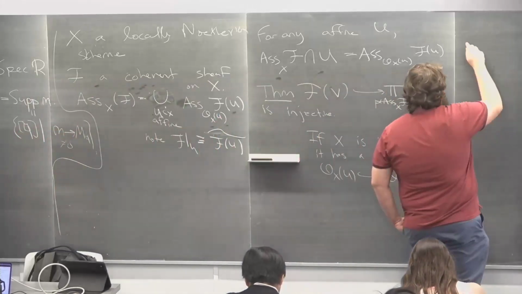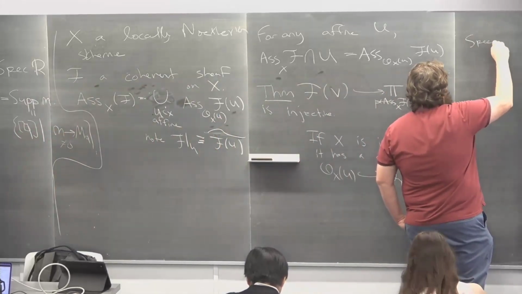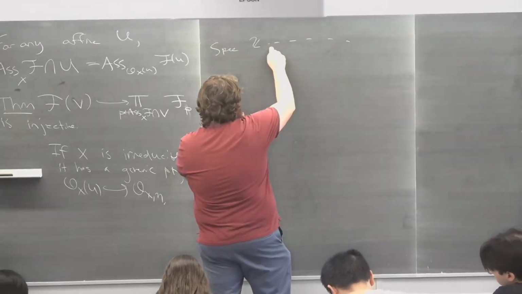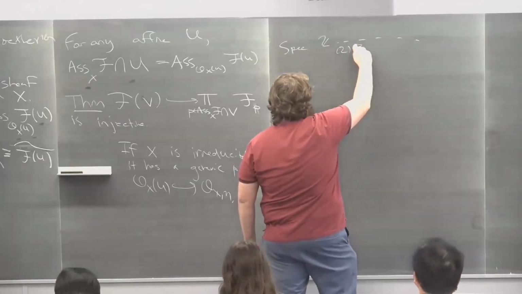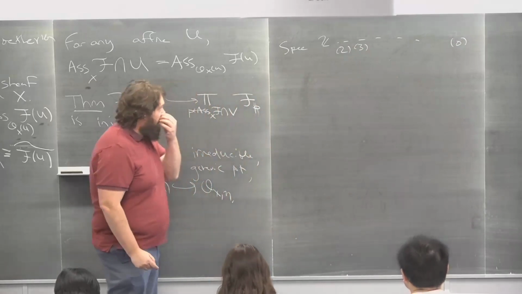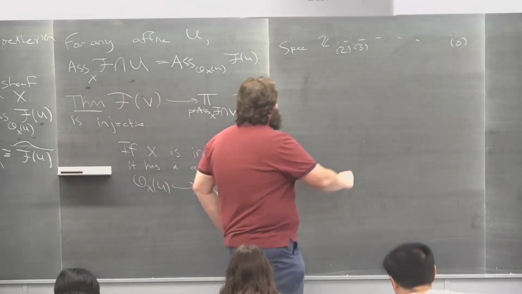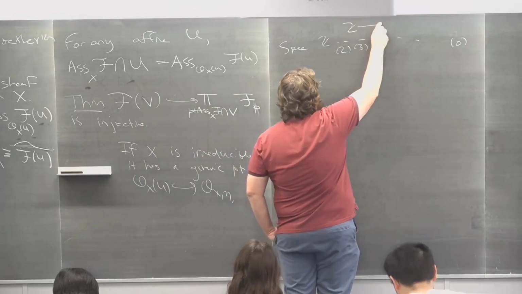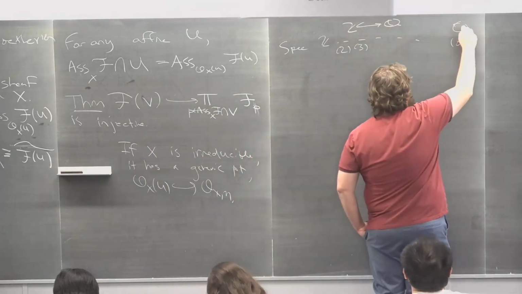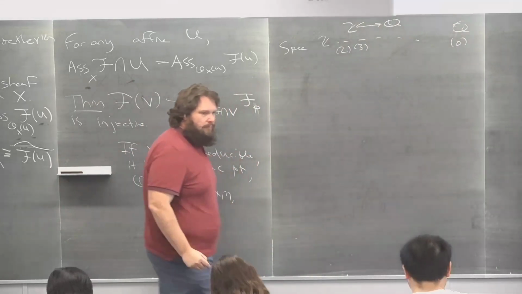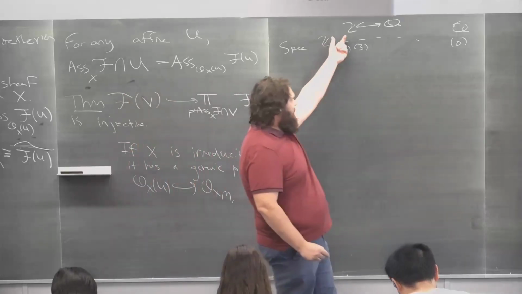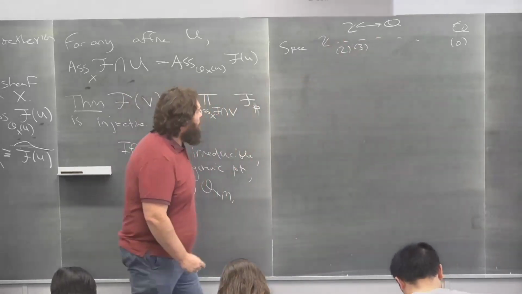So the kind of thing you should think about here, right, as we've talked about Spec of Z, which has all the individual finite primes, and then it has the generic point 0. And indeed, Z injects into Q, right? So the stalk here is Q. And any localization of Z will inject into Q.